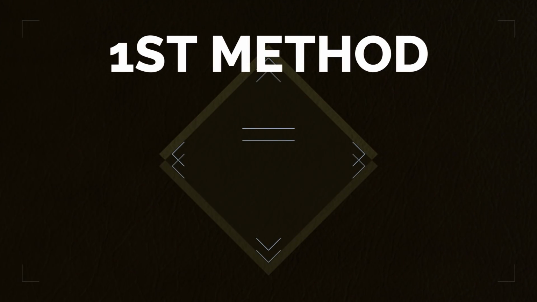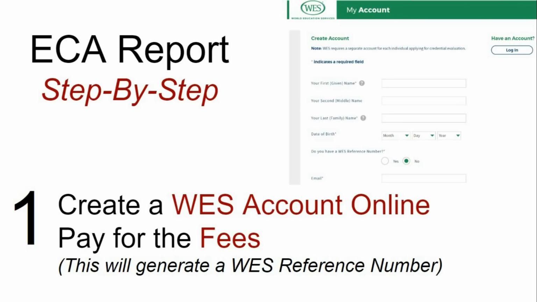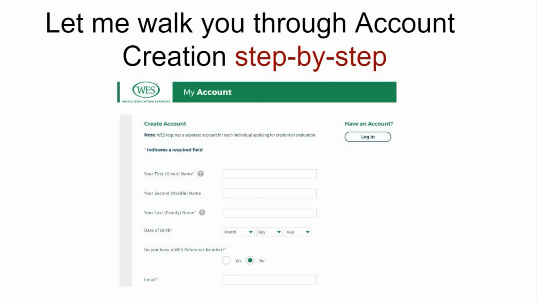First method is through mail or courier. Alright, so for this first method, the first step is to create a WES account online, pay for the fees, and then this step will generate a WES reference number for you. Let me walk you through account creation step by step.